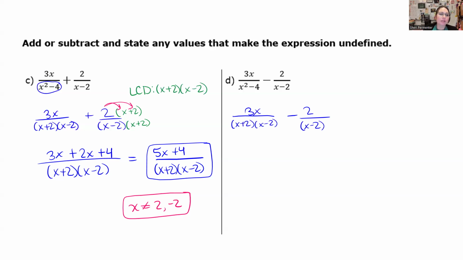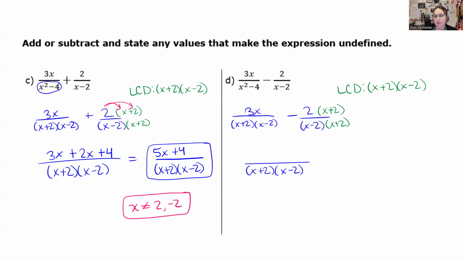And we already know, because we already did the problem on the left, we already know that the lowest common denominator is going to be X plus 2 and X minus 2. This one already has a minus 2, so I have to multiply the numerator and denominator by X plus 2. So when I rewrite this problem, my new denominator, when the denominators are the same, so now they're the same, my new denominator will stay the same. X plus 2, X minus 2.